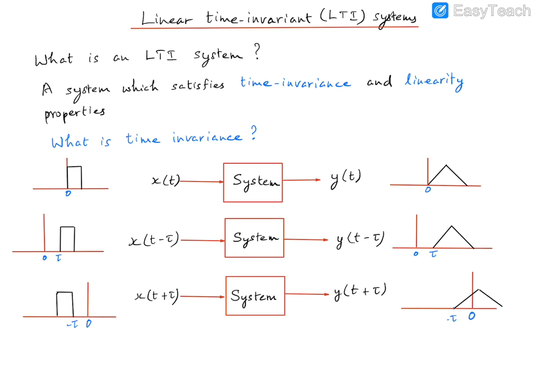So what we see is that for a time invariant system, a shift in the input produces a corresponding shift in the same direction and magnitude for the output as well. So this is the time invariance property. So the next property is called the linearity property.